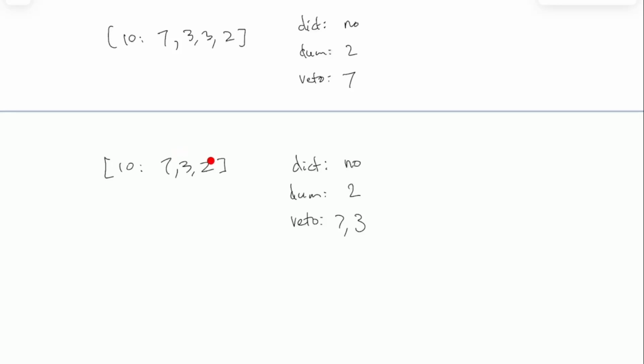And you should consider the 2. Is the 2 necessary to make it to 10? No, because the other 2 can add up to 10 without the 2. So the 2 does not have veto power. There you go. 7 and 3 have veto power. 2 is a dummy. All right, I hope that those sound manageable to everybody. Any questions about that business? This is dictators, dummies, and veto power.